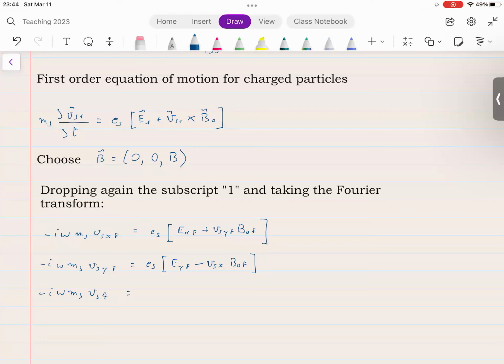Finally, the z component has the same left-hand side, just with v_z instead of v_x or v_y, but on the right-hand side, we only have the electric field, because there is no contribution from the magnetic field. Okay, this becomes a little less than happy, but we'll do what we need to do.